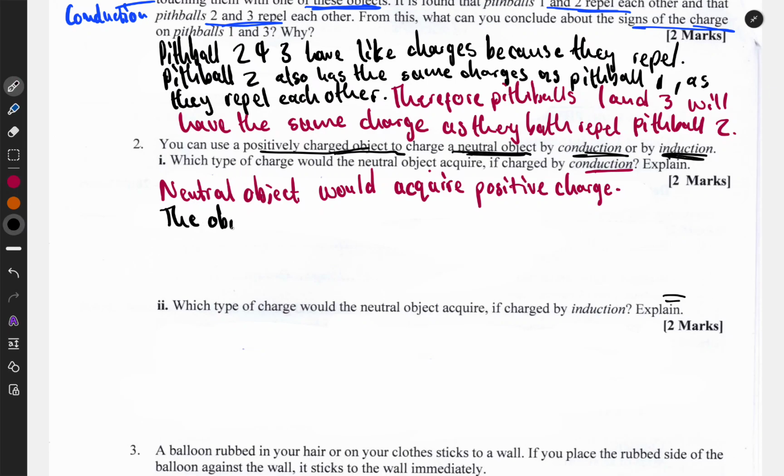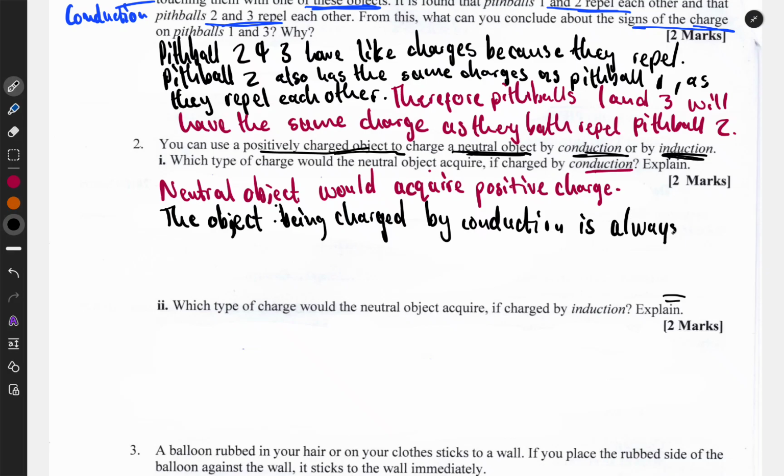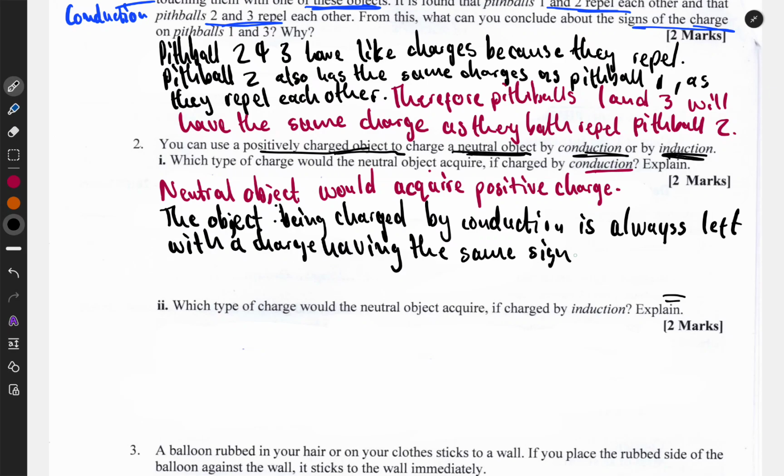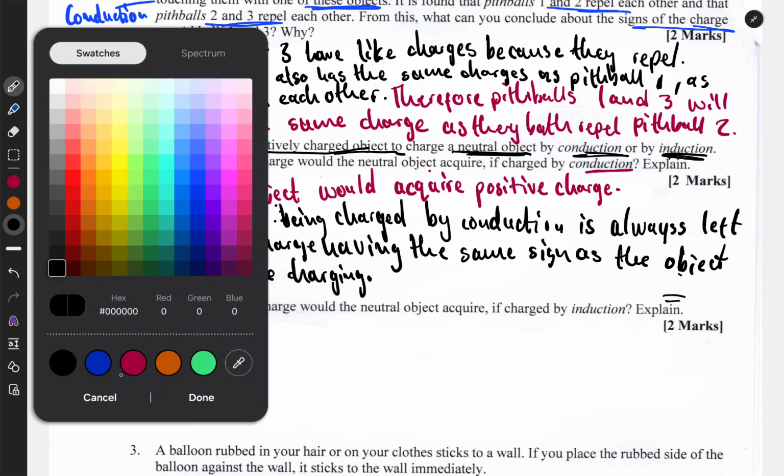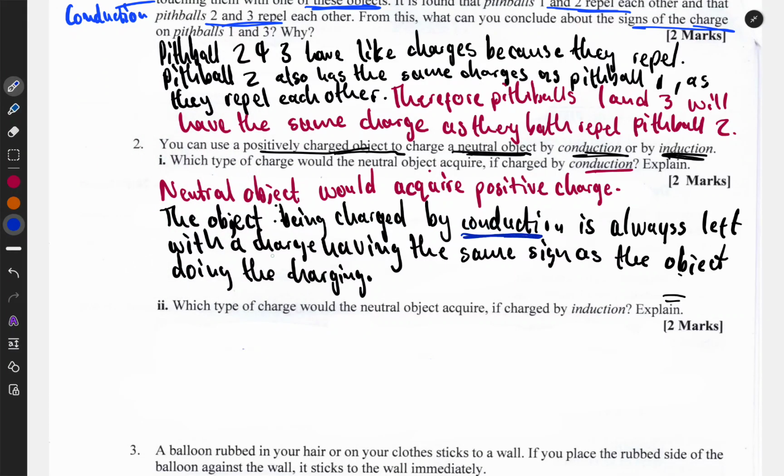The object being charged by conduction is always left with a charge having the same sign as the object doing the charging. This is good. This is so easy. You can remember it in your sleep: the object being charged by conduction is always left with a charge having the same sign as the object doing the charging.